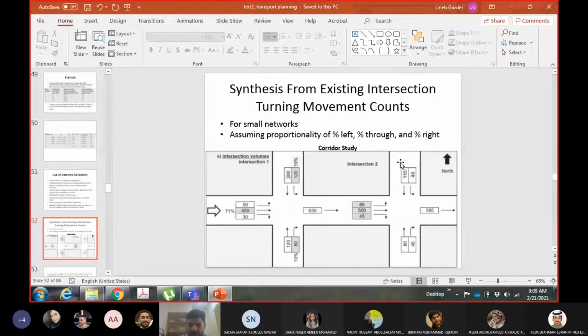Out of the 85 vehicles which are going to zone A, how many are coming from zone 1? Since zone 1 is contributing 19% of 630, 19% of the total number of vehicles, it will remain the same percentage for 85 as well. So zone 1 is contributing 19% of 85 to this zone. So 19% of 85 is how much? Can you calculate? Keep your calculators at hand. 19% of 85 is how much?